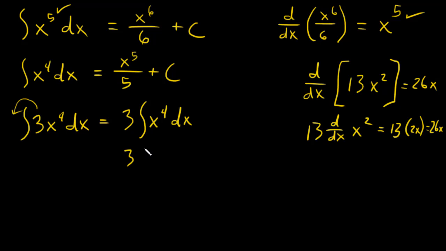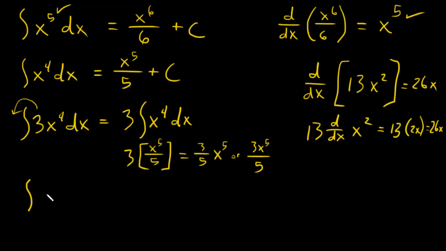Well, that would be 3 times, add 1 to it, x to the fifth, divided by 5, which is going to wind up being 3/5 x to the fifth, or 3x to the fifth over 5. In other words, I don't have to move it on the outside. I could have just done 3x to the fourth dx. Well, I add 1 to the exponent, and I bring that constant with me, so 3x to the fifth divided by 5, plus c. And note they are exactly the same.